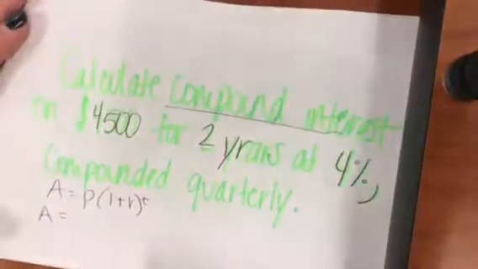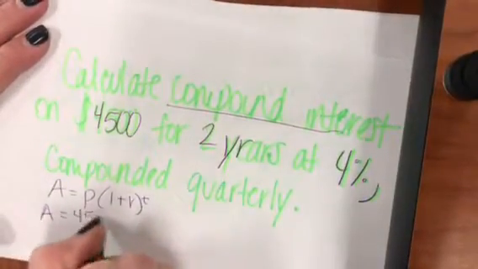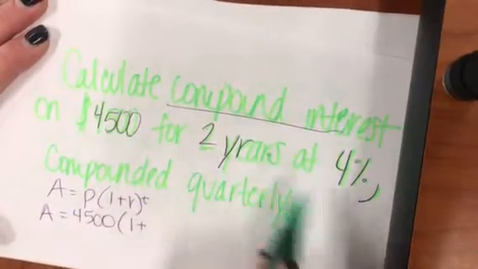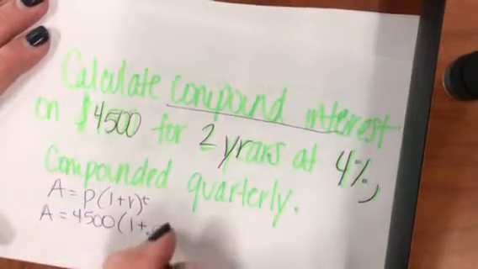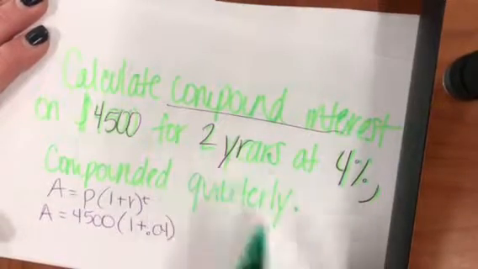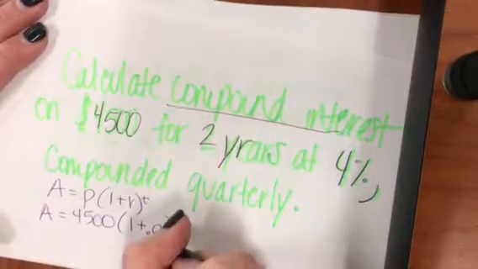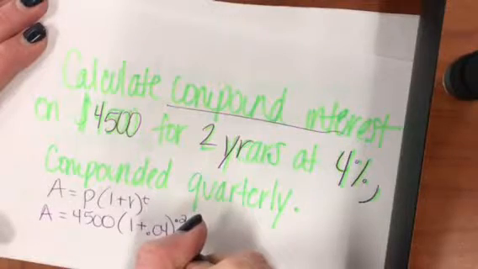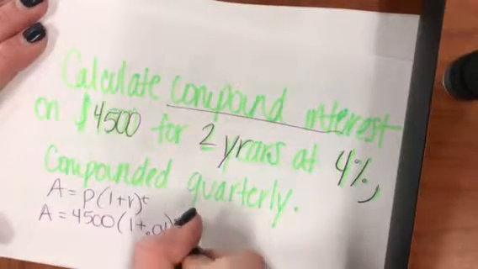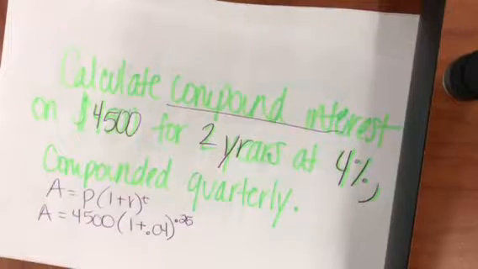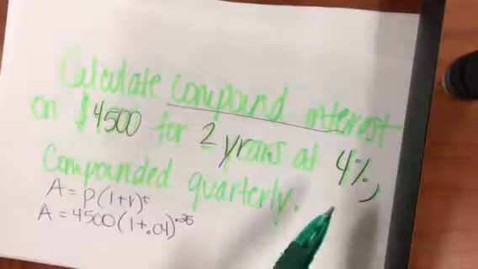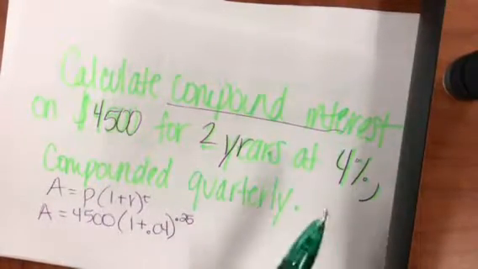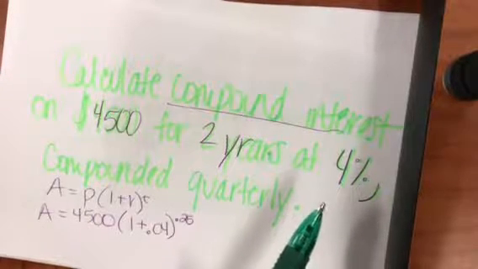So A equals the principal, which was 4,500, times 1 plus the rate. The rate is 4%, but remember the percents go over 100, so it's 0.04. And we have compounded quarterly, so it's going to be to the, I didn't even think about that, on the exponent side. Okay, so the T is always in years. So the term is always in years. So compounded quarterly would indicate you're doing 1/4 of the year. Is that not right?